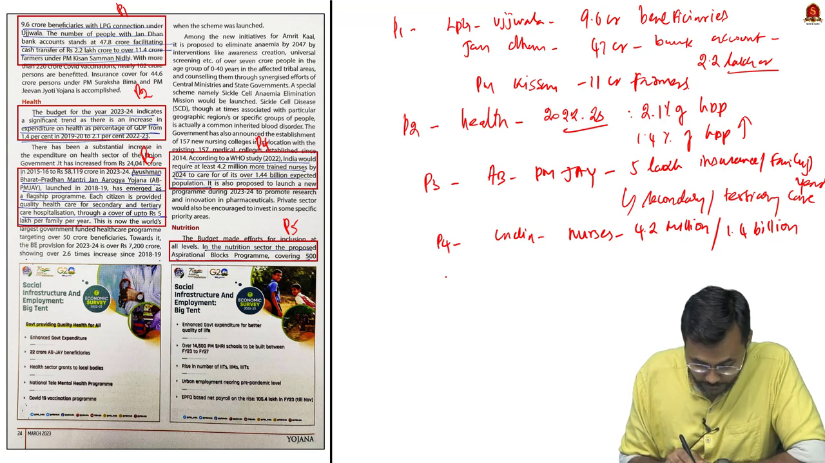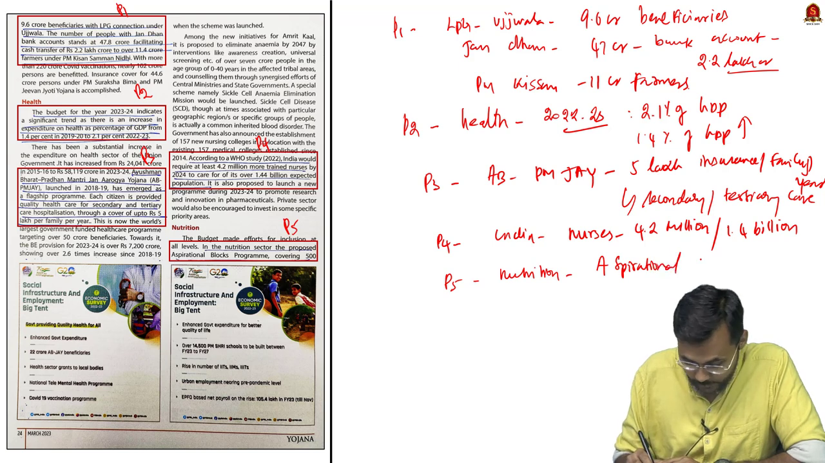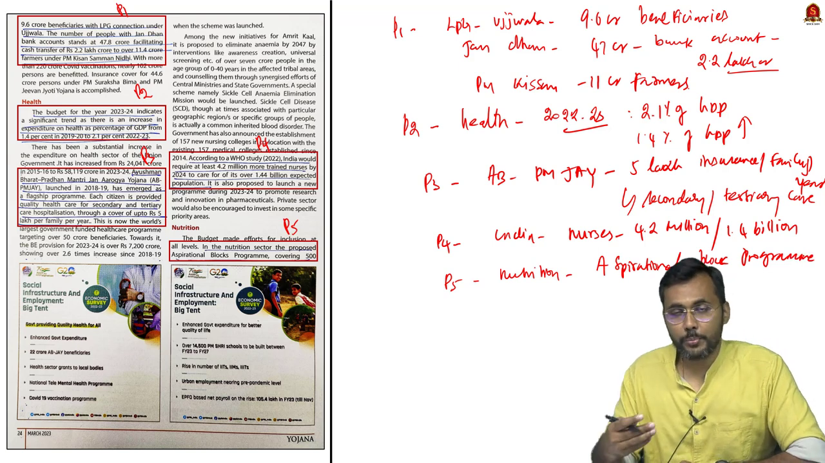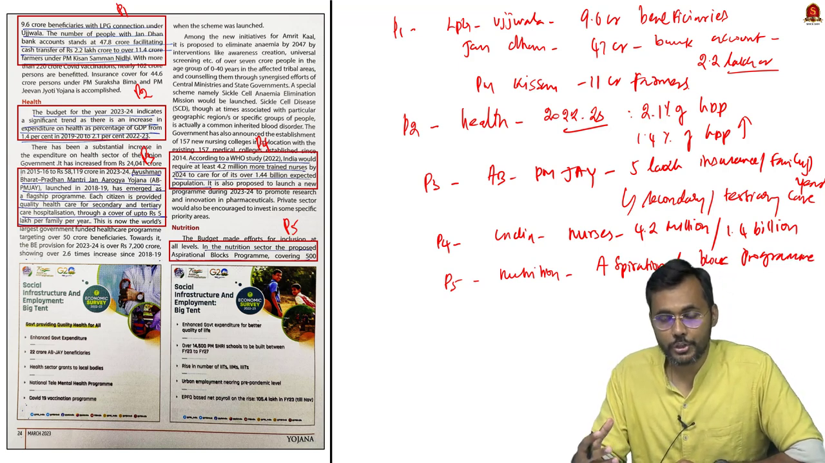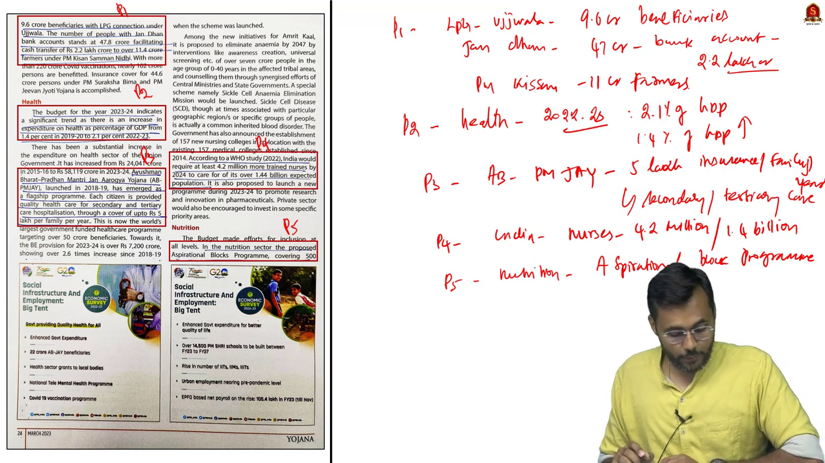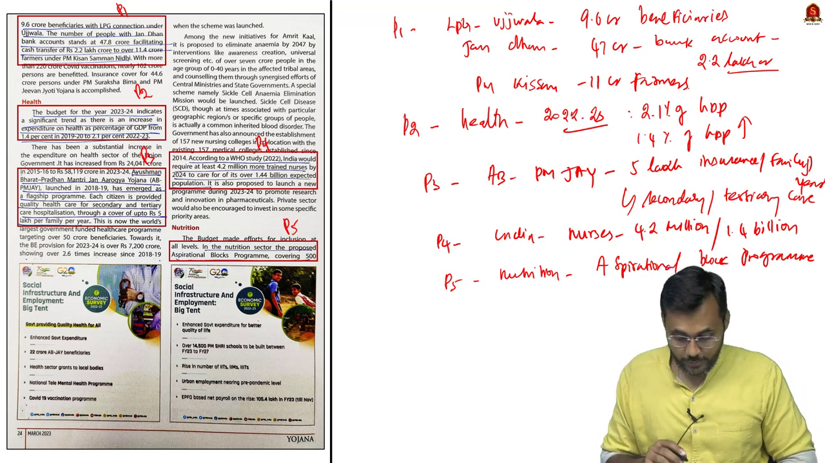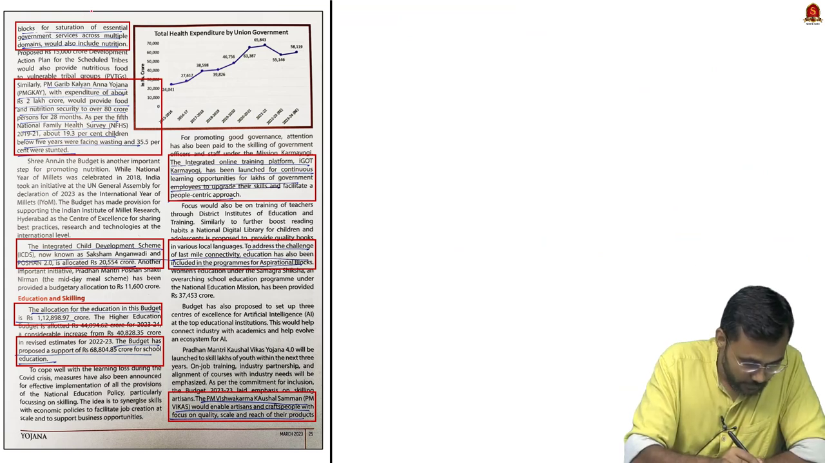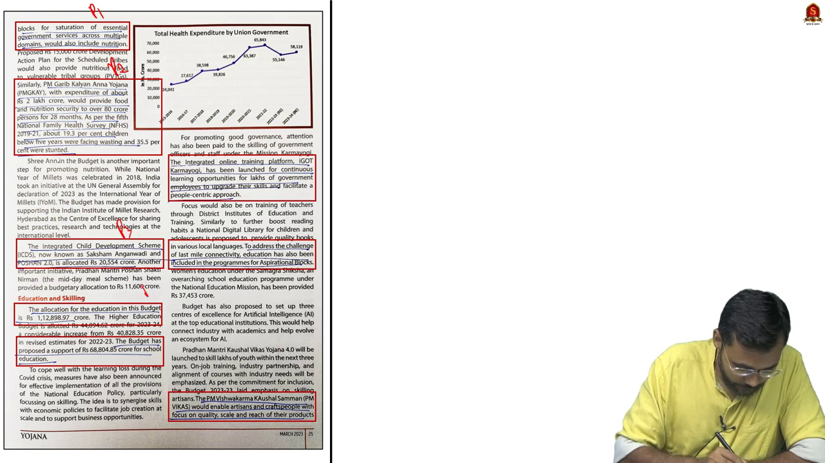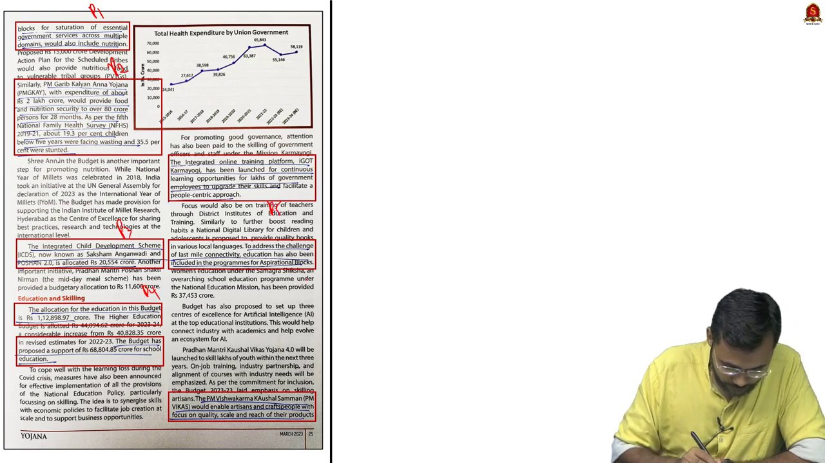And paragraph 5 speaks about the importance of nutrition. When we say health, nutrition is also part of it. Under the aspirational block program, this is a new program being part of our system. A block is within the district, there are certain jurisdiction limits, that's called a block. So in this, they are focusing on nutritional development. That is given in paragraph 5. That is paragraph 1, 2, 3, 4, 5, 6, and 7.